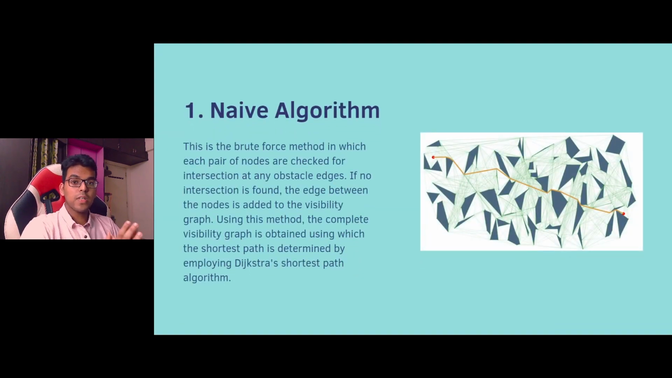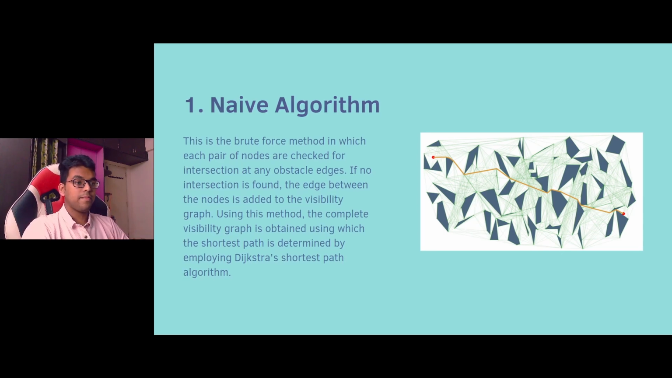Coming to the methodology, we have discussed two algorithms, the first one being a naive algorithm, which is more of a brute force solution in which each pair of nodes is checked for intersection with any obstacle edges. If no intersection is found, the edge between the nodes is considered in the visibility graph. Using this method, the complete visibility graph is obtained, and after this, the shortest path is determined using Dijkstra's shortest path algorithm.